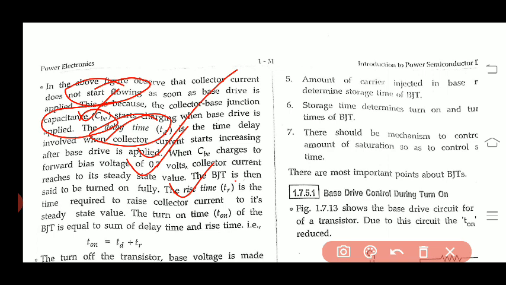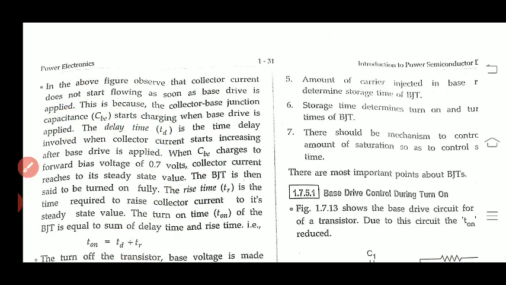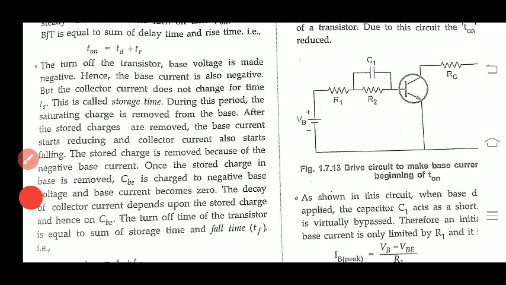Next, turn on time is nothing but the sum of TD as well as TR. TR means the time required to rise to 90%. TD means the time required to charge this base to emitter capacitance. T on, the total time, is nothing but the sum of TD plus TR, delay time plus rise time. Next we will come across the storage time, TS.